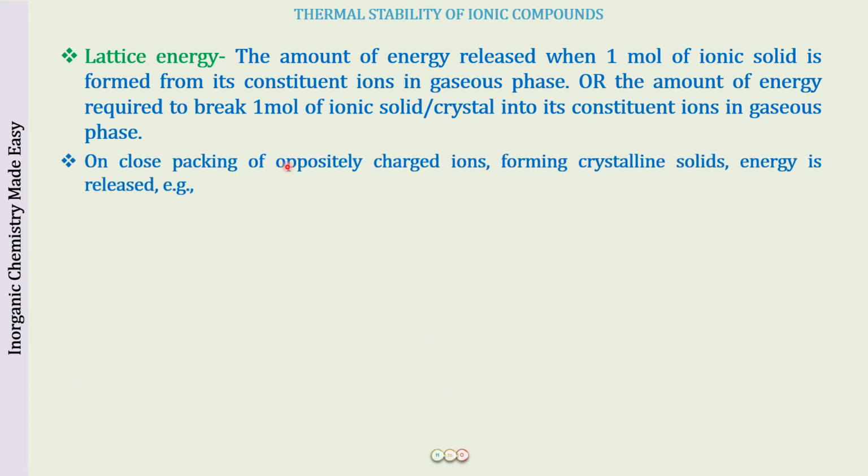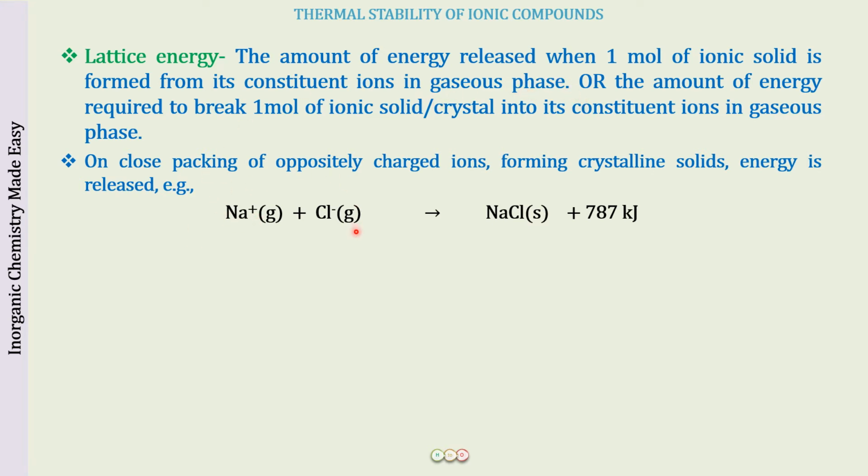So what this means is, for example, let us say sodium chloride. We have Na ions and chloride ions, both in the gaseous phase. So we have oppositely charged ions in the gaseous phase. They come together in close packing to form a crystalline solid. In this process, energy is released, that is 787 kilojoule per mole. This energy is called lattice energy, the amount of energy released when 1 mole of ionic solid is formed from the constituent ions in the gaseous phase.